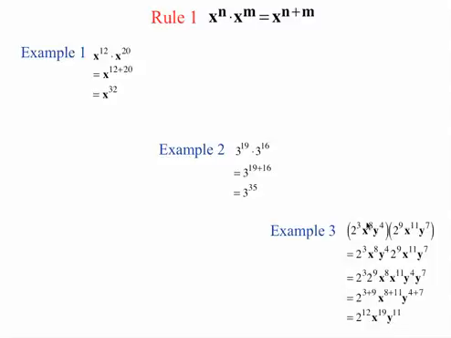And notice you can just skip from the first step down to the answer. So 2 to the 3 times 2 to the 9, add the exponents, 2 to the 12. x to the 8 times x to the 11, add the exponents, x to the 19. y to the 4 times y to the 7, add the exponents, y to the 11. All right, and that's it for rule number 1.